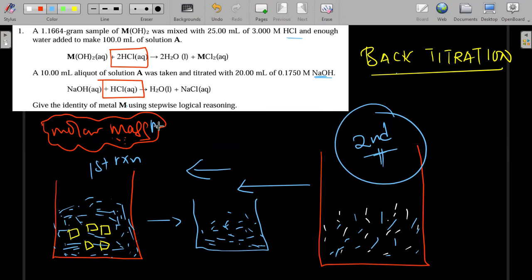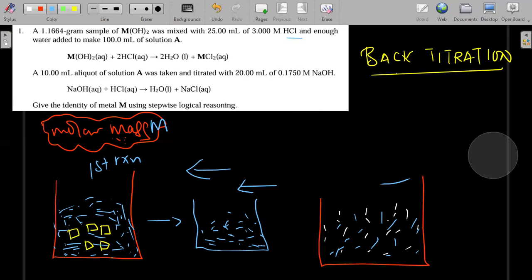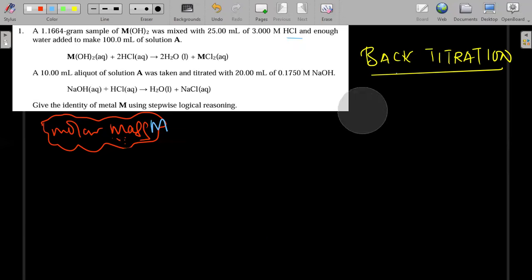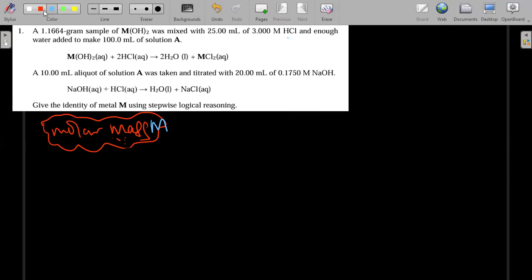Okay, so our calculations will begin from this reaction here. So let's do that. The second reaction there, we have sodium hydroxide reacting with the hydrochloric acid. And here we've been given the volume and the molarity of the sodium hydroxide.